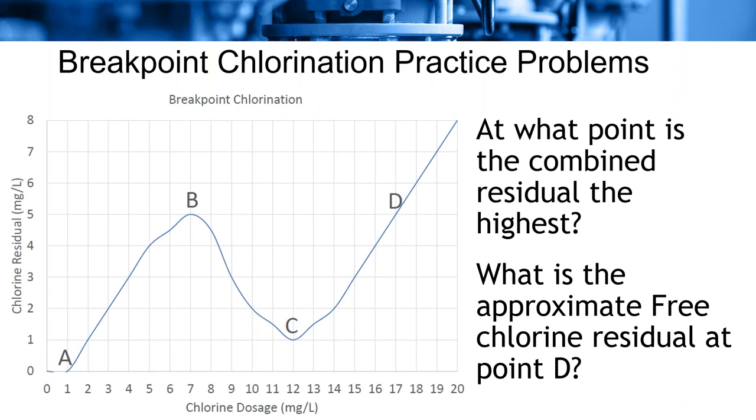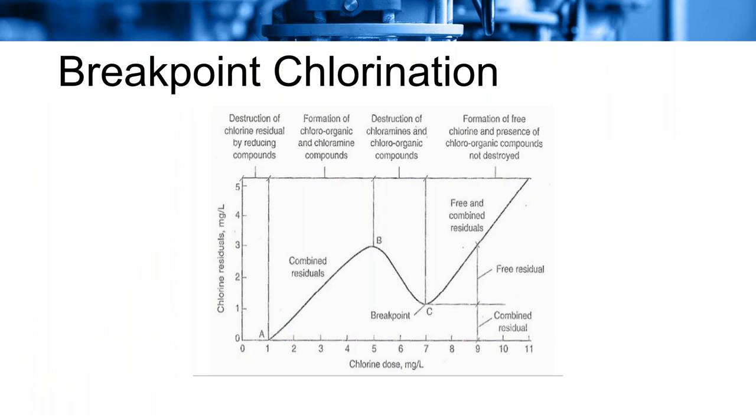In order to get our free residual, we subtract our combined from our total. So 5 milligrams per liter minus the 1 milligram per liter. The point at D, the 5 milligrams per liter, minus the point at C is going to equal everything in between, which you can see in this graph. It shows on the right where it shows free residual, the line from C out, from about 7 milligrams to 10 milligrams per liter. It's the same concept. Everything above that is our free residual.